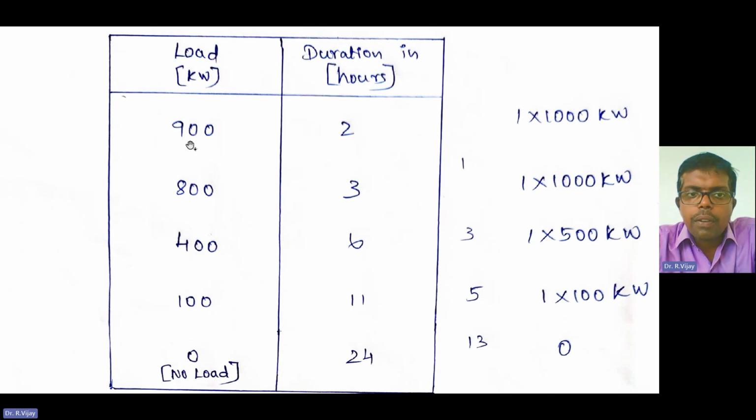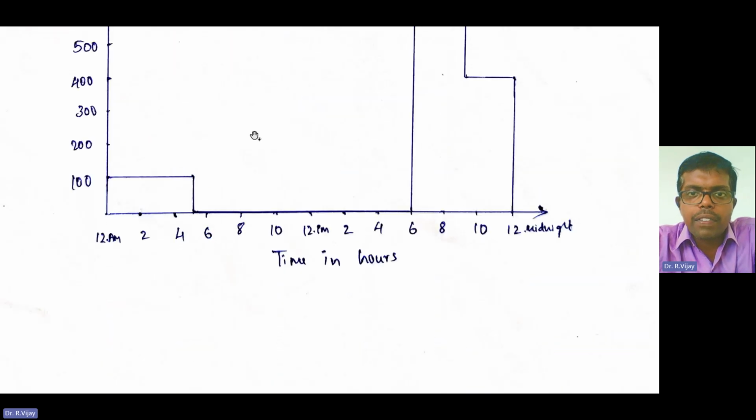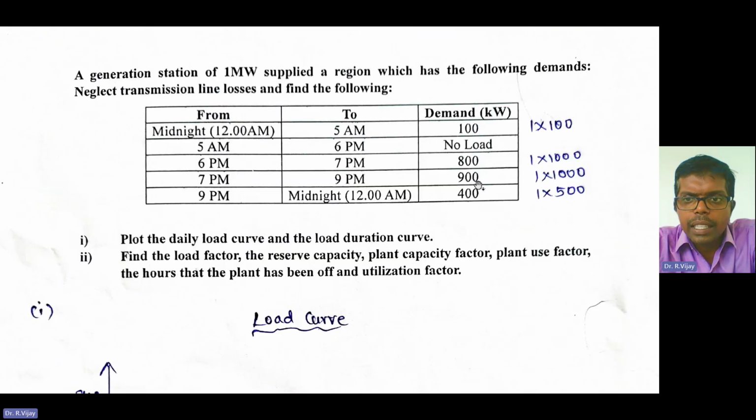Duration first. For 900 kilowatt, what is the duration? The 900 kilowatt duration is 7 p.m. to 9 p.m., 2 hours. Next, 800 kilowatt, 6 p.m. to 7 p.m., 1 hour. Next is 400 kilowatt, 9 p.m. to 12 a.m., that is 10, 11, and 12, 3 hours. Next, 100 kilowatt from 12, 1, 2, 3, 4, 5, so 5 hours. Next, 5 a.m. to 6 p.m. no load, so 0 kilowatt for 13 hours.